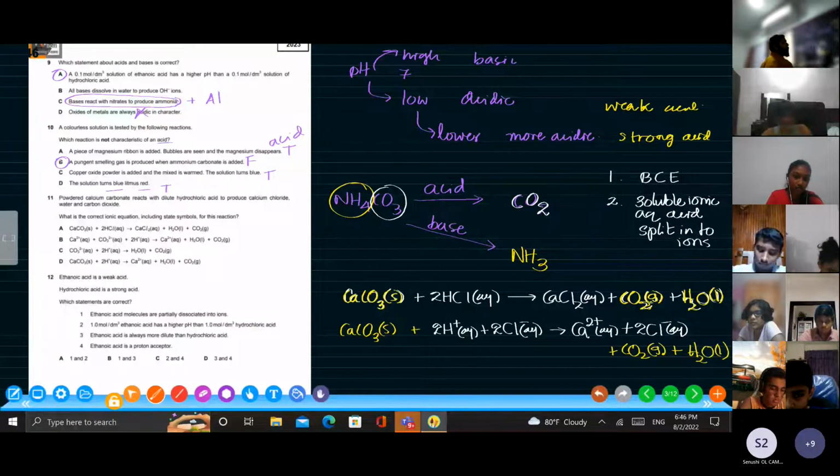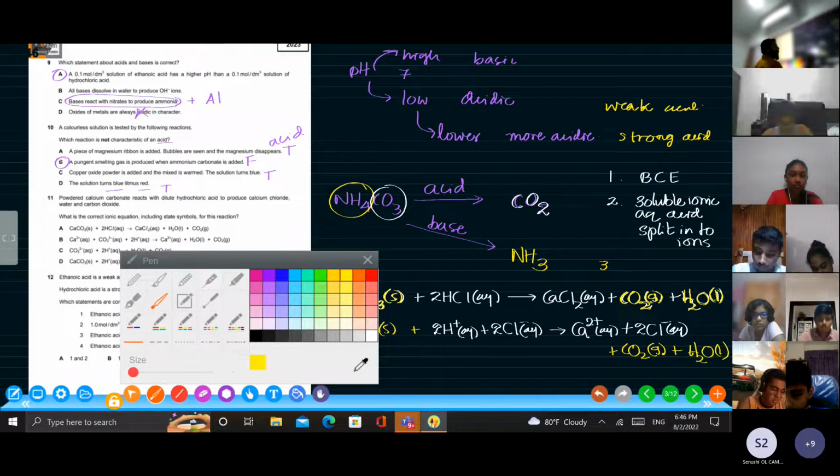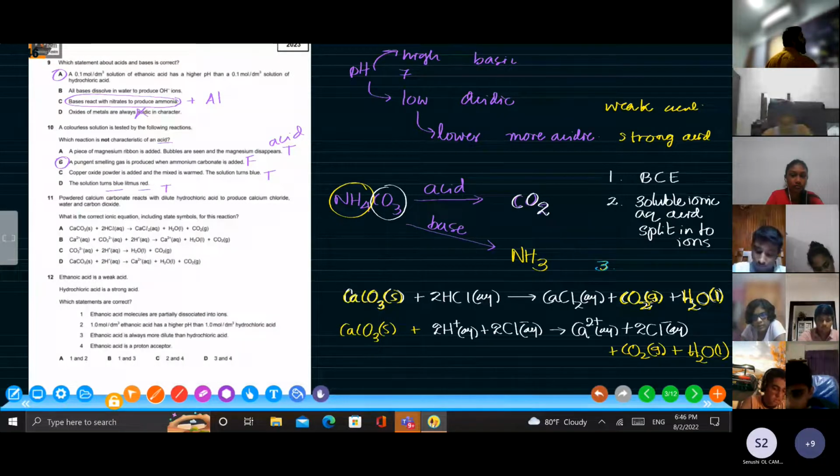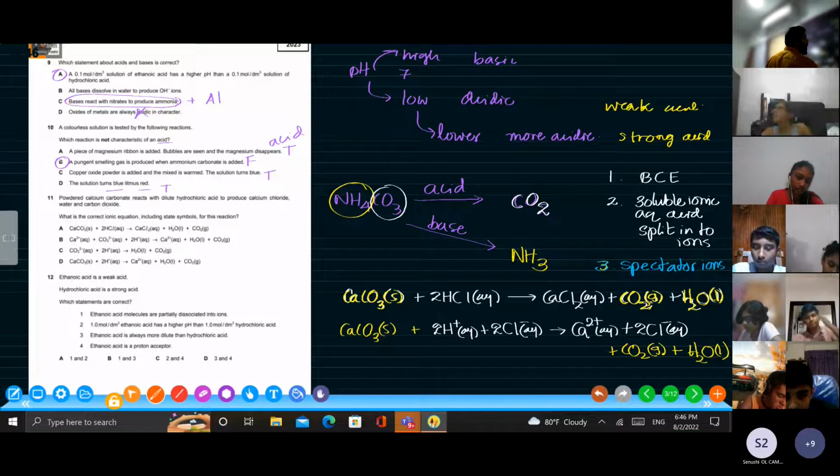Then what do you do? Cancel spectator ions. Spectator ions are those that are not changing anything. Spectator ions are cancelled. Spectator ions are those which are not doing anything.